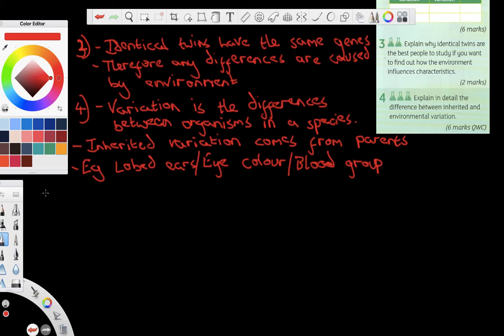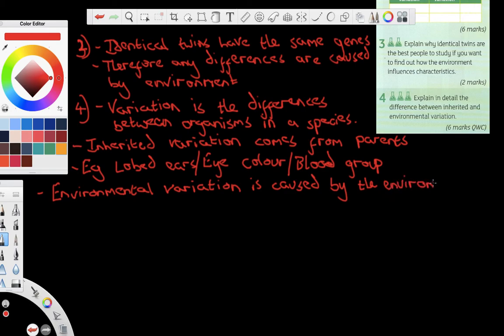Environmental variation for a fourth mark. Environmental variation is caused by the environment an organism is found in.